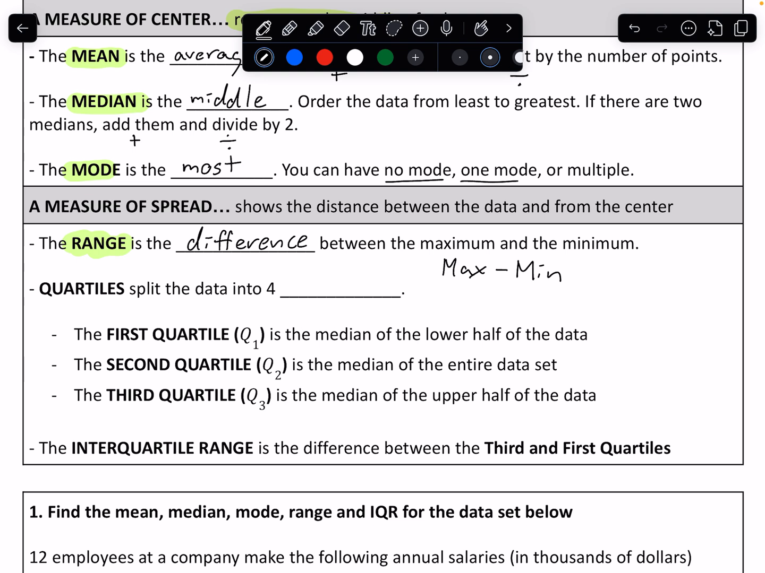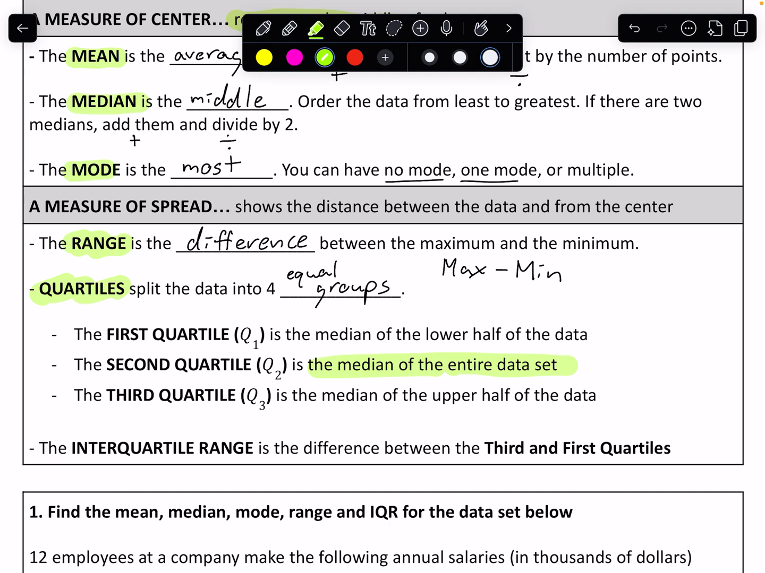Quartiles are really the big new one. Your quartiles split the data into 4 equal groups, and how big the groups are gives you an idea of how spread out the data is. There are 3 different quartiles: the first, the second, and the third. The second is a little silly because it's the same as the median of the entire group. If you find the median of the entire group, that's the second quartile. It should be smack dab in the center.